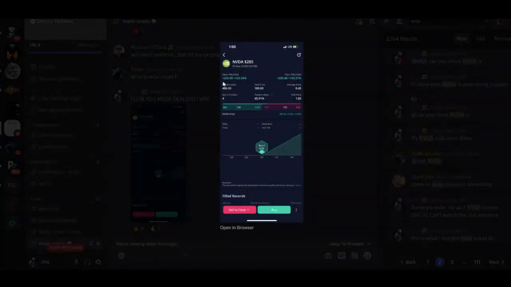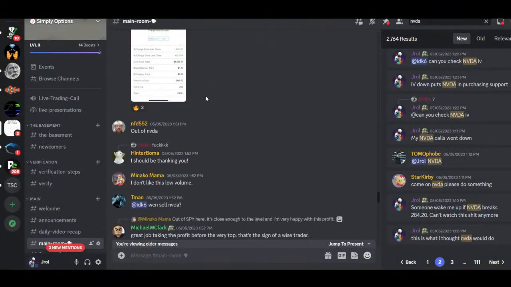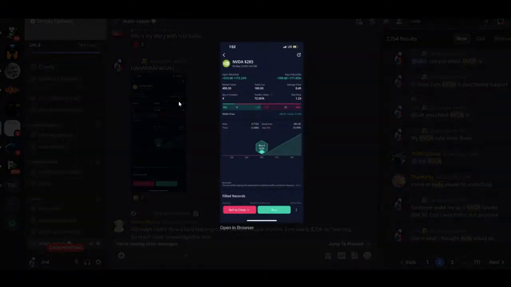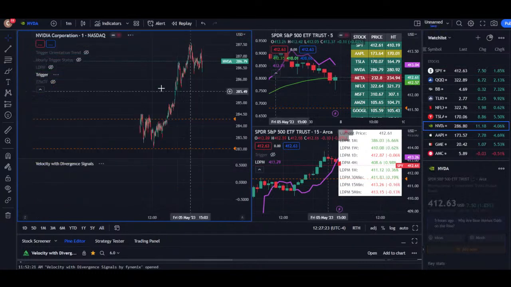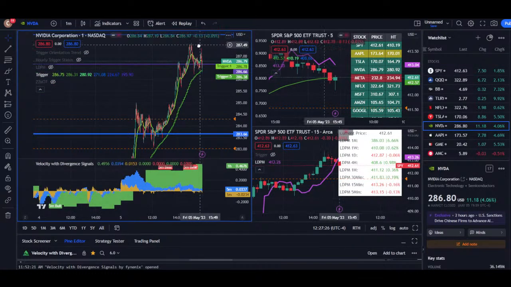Straight up. All right, NVIDIA ended up going straight up, and we actually crushed the trade in the end. Even though it was only 4 calls, we actually killed them because we knew that IV down puts NVIDIA into purchasing support, and we knew that price was going to go higher. Just because the IV drop pushed price into purchasing support, we were able to hold our contracts until they were deep in the money. NVIDIA, we had 285 calls. Let's just bring up the chart right here. NVIDIA went all the way to 287.57.